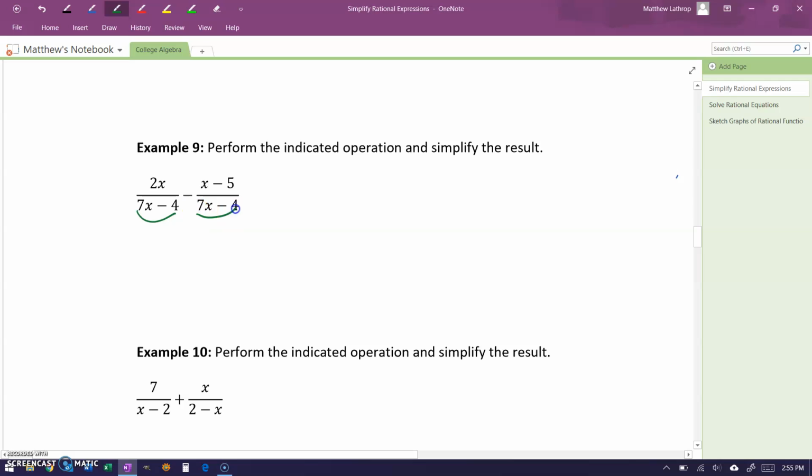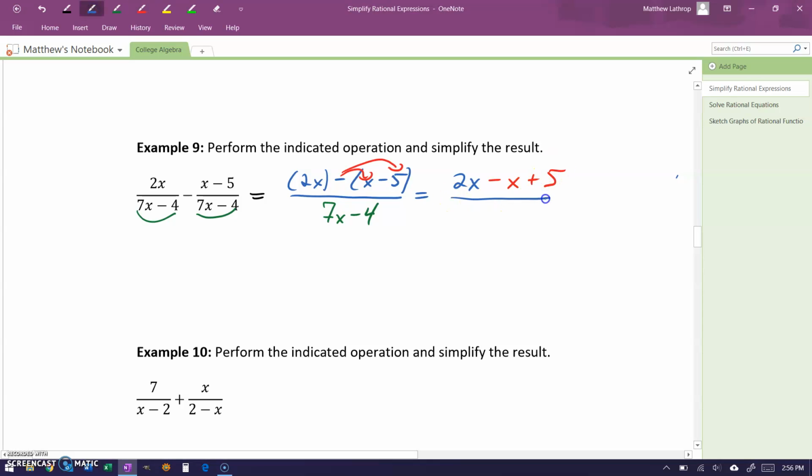In example 9, we again have common denominators. So we can simply combine these two expressions into one. In this case, we would have 2x minus the quantity x minus 5, all over that common denominator of 7x minus 4. Nothing happens with the 2x, but we do have a negative now to distribute through that x minus 5, which will make this minus x plus 5. Still over that common denominator. Now that we've distributed that negative through, we can simply combine like terms to get x plus 5 all over 7x minus 4.